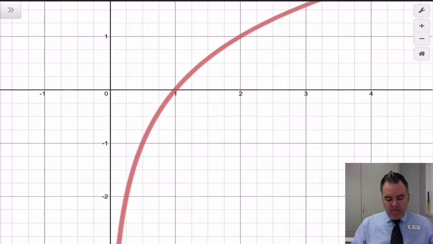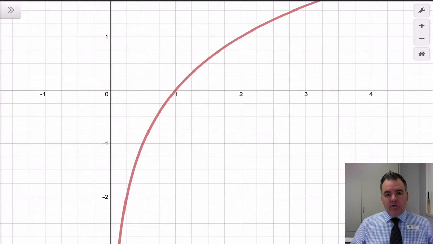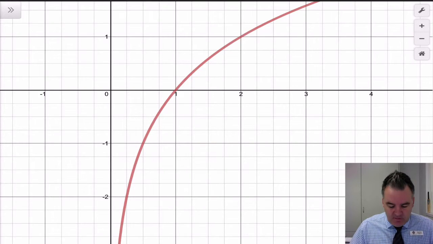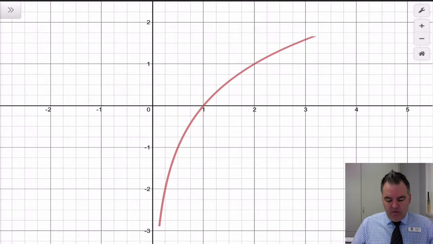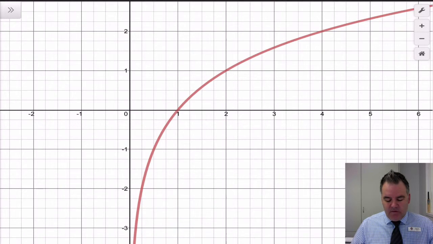You see that the graph is going through (1, 0). So log base 2 of 1 is 0. So we know 2 to the power of 0 is 1. And that's the same with all these basic logarithm graphs. You'll know that they'll be going through 1 on the x-axis. And then you can see at 2 it's at 1, so log base 2 of 2 is 1, so there's that point there at (2, 1).